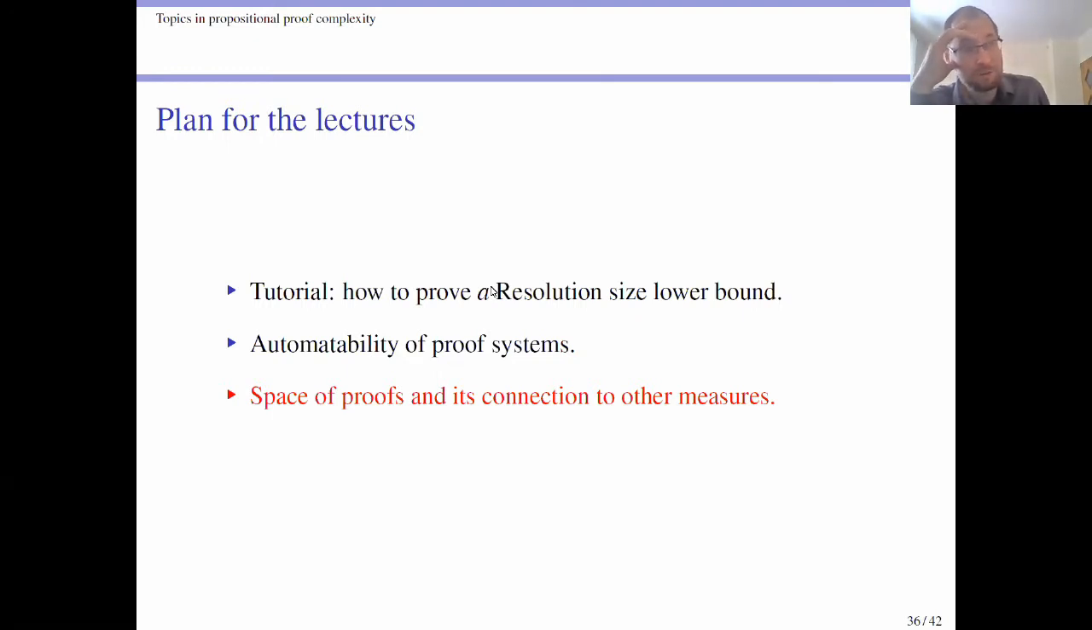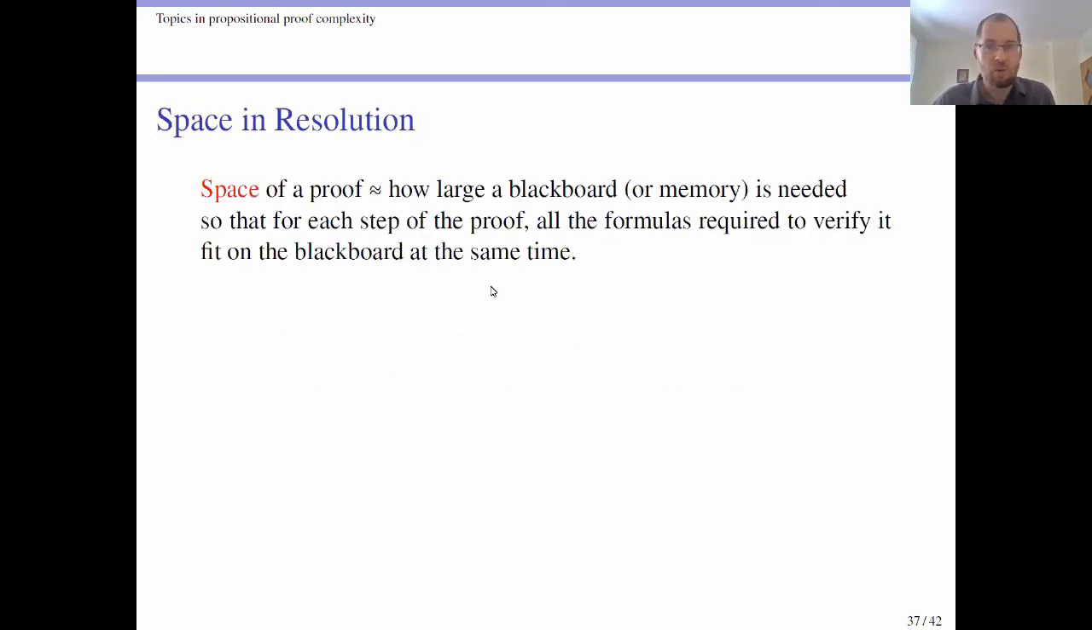Today I wanted to talk about a different measure of complexity of proofs, which turns out to be kind of interesting, and it turns out to have slightly unexpected relations to other measures, in particular to width. So I decided to discuss it for this last lecture. So the idea is that the space of a proof should somehow relate to the size or length of the proof, more or less how space relates to time in computational complexity.